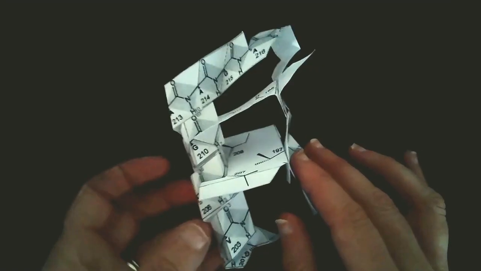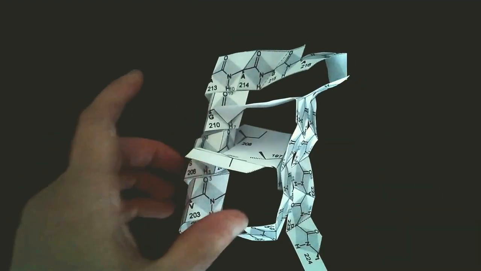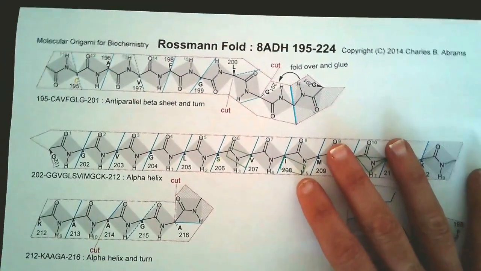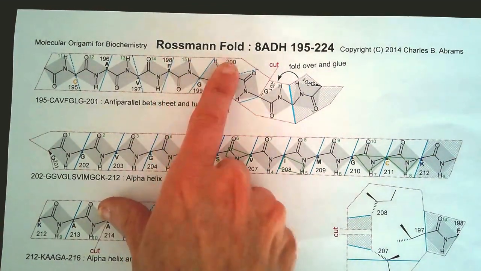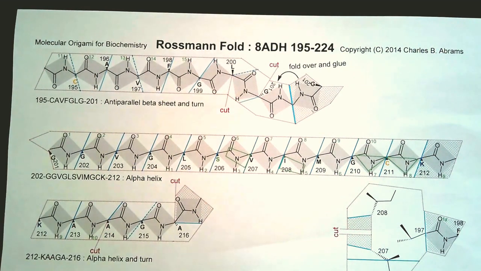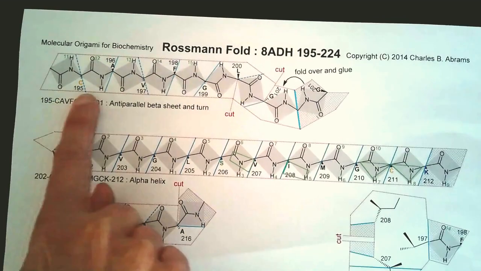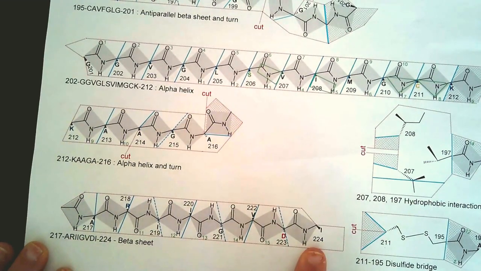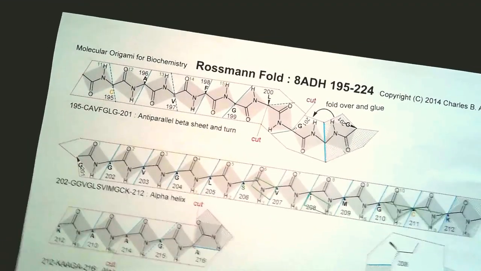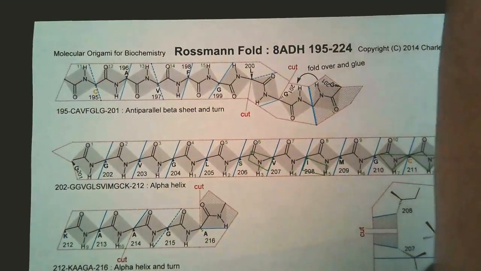This is a paper model of a three-dimensional shape of a protein. You will be creating it. First, we will start with the sheet of paper. The name of this fold is called the Rossmann fold, and it requires a partial chain from amino acid number 195 all the way through 224. Okay, so let's take a closer look at this document and then we will get started.